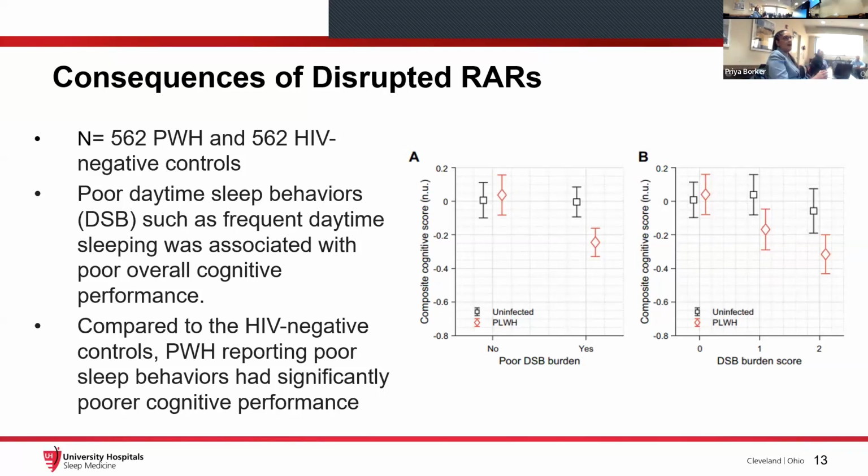In this study, they took a look at the cognitive function of people with poor daytime sleep behaviors, such as frequent daytime napping behaviors. And they compared how those sleep behaviors were associated with cognitive performance. There is a spectrum of cognitive performance in people with HIV, which is called CAND. We can see that in people who had HIV, the PLWH here, these people had a much lower cognitive score if they also had poor daytime sleep behaviors. And this appeared to be dose dependent, if you will: with increasing burden, their cognitive score also declined.